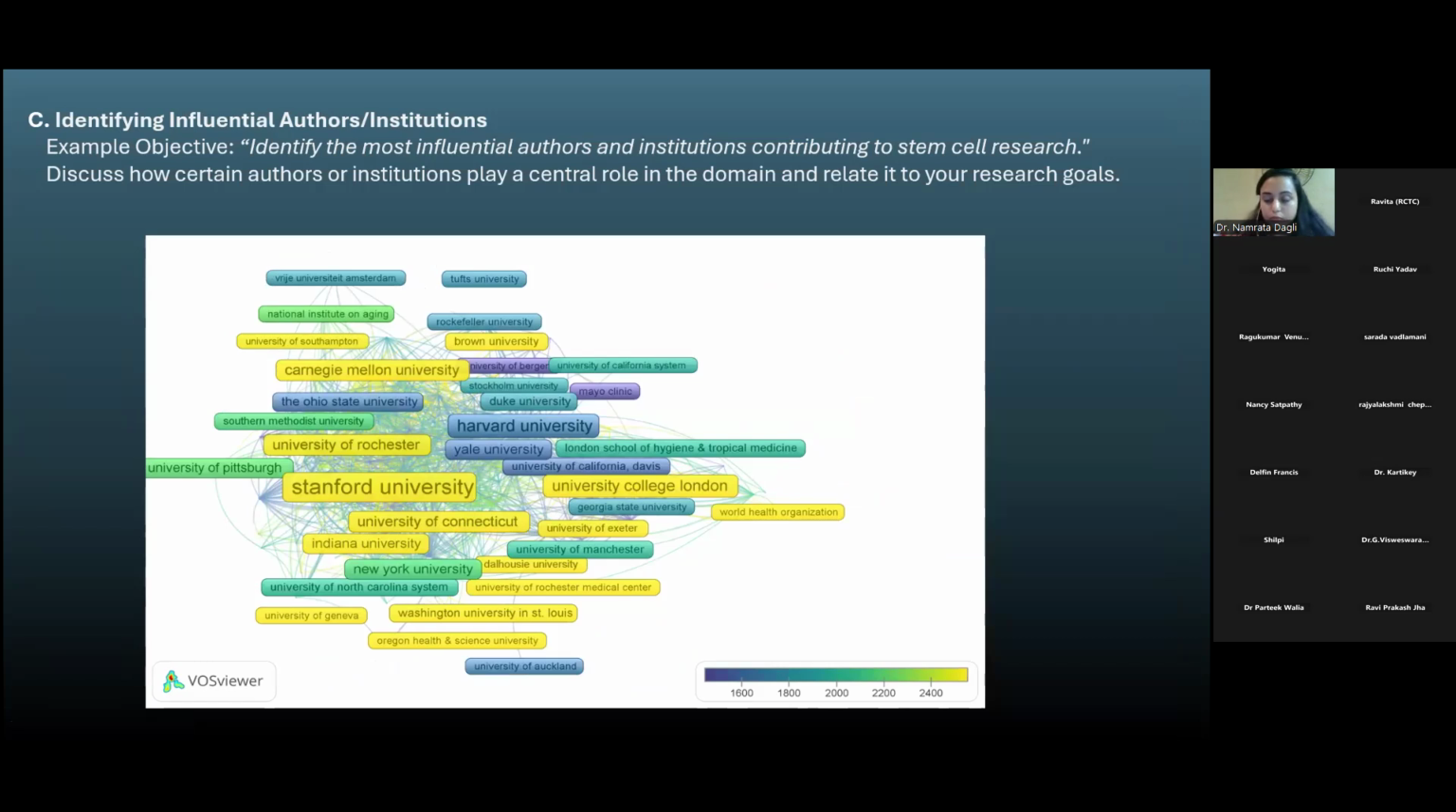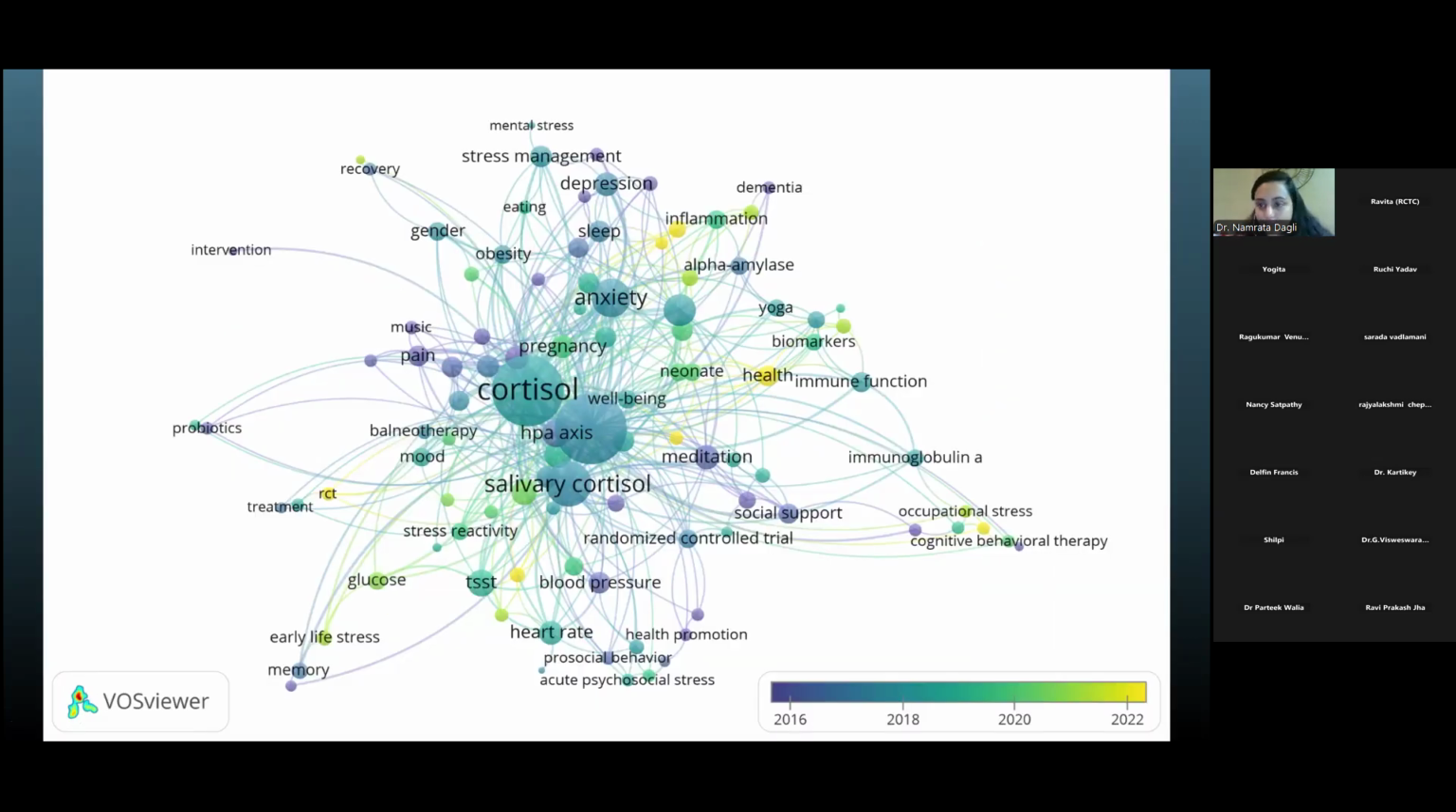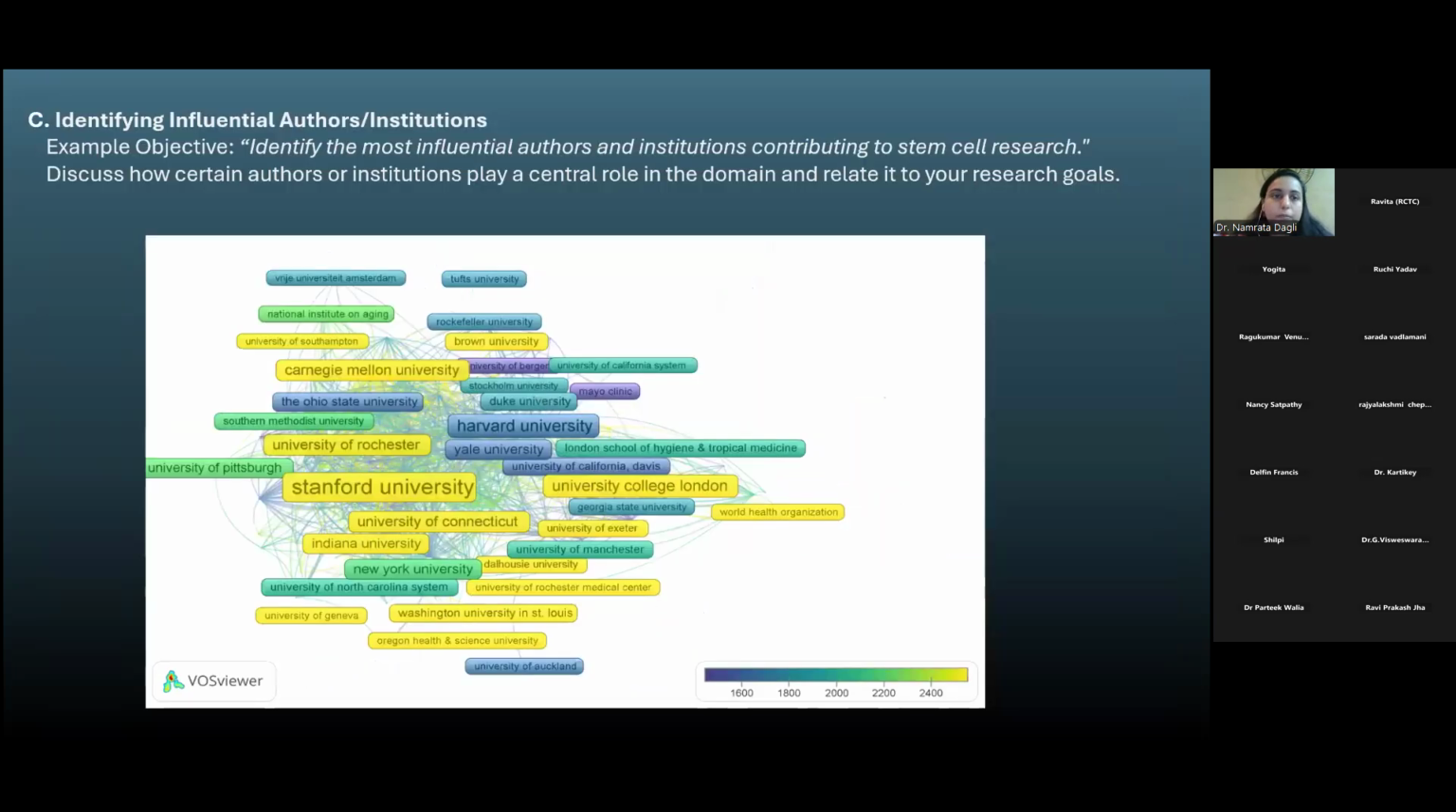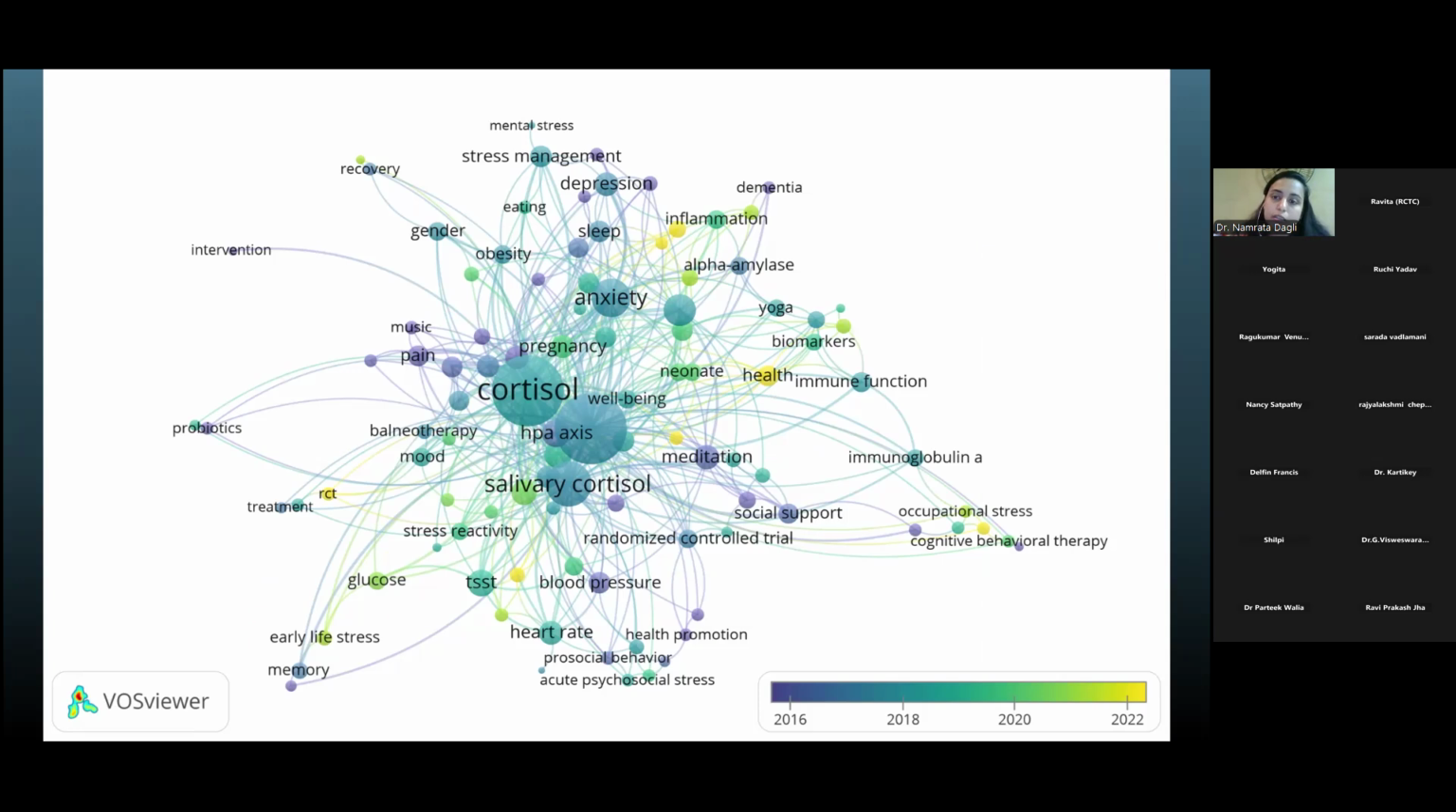Now, any questions at this stage? Okay. So that's how you can see that with one graph, there can be multiple objectives and multiple interpretations, and keeping that in your mind, you need to answer your research objective.